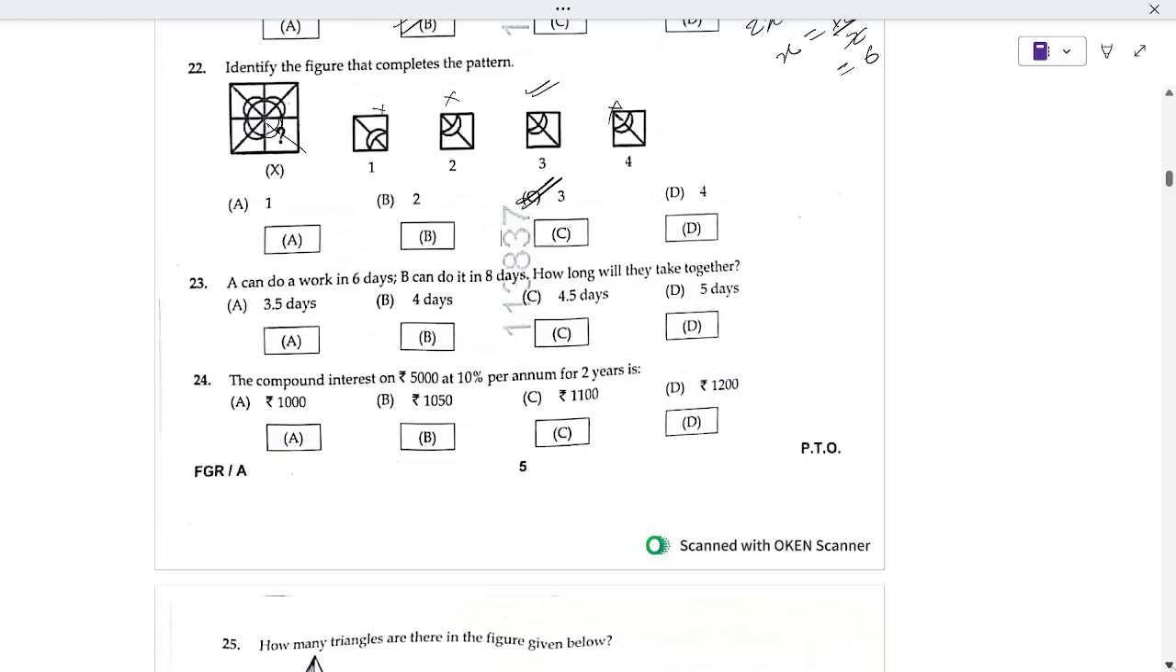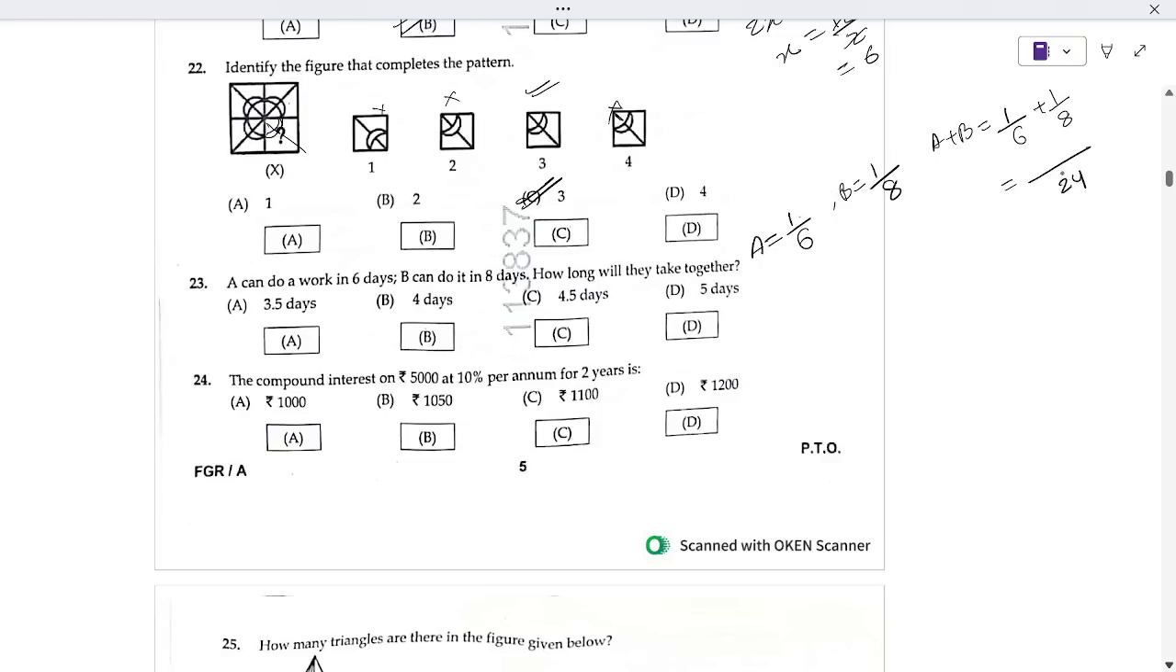We need to keep in mind that we must first find the 1 day work done. So if A does the work in 6 days, then in 1 day he does 1 by 6 of the work. Even for B, who does it in 8 days, in 1 day he does 1 by 8 parts of it. The question is asking for A plus B, in how many days will they finish? That means 1 day work is 1 by 6, 1 day work is 1 by 8. LCM of 6 and 8 will give us 24, right?